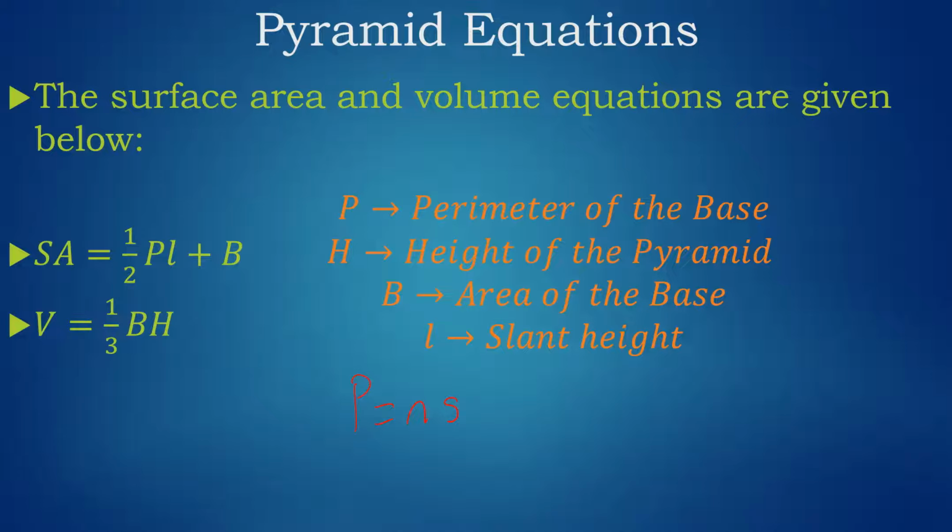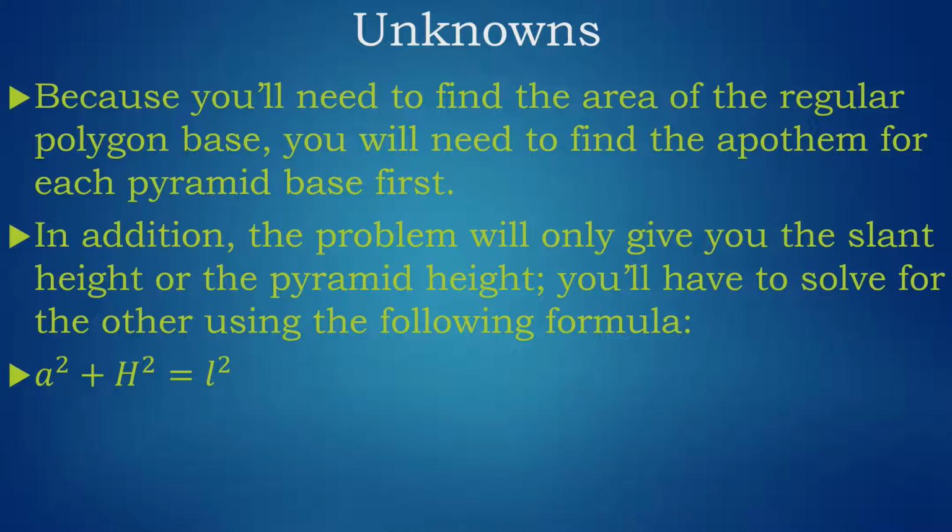So again, this is for regular polygons. That will require us to do 1/2 the apothem times the number of sides times the side length. That will be defining the area of that base. Now, for today, we're only going to be talking about squares, so this formula won't be necessary for today, but will be necessary next time.